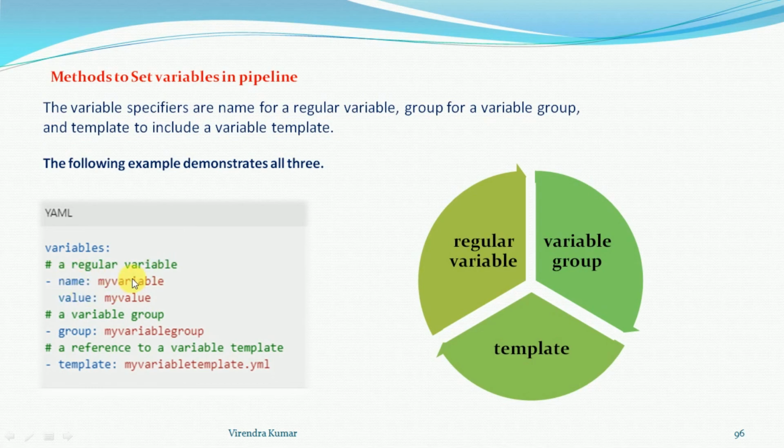So we have the first way, regular variable definition through the name and value pair. Then if the variables are defined into the group, then we can access them by the group. And if a reference variable is defined into the template, we can provide the template name or YAML file name simply. So like that we can set variables in a pipeline. Okay, and here you do not need to provide the double quotes. Directly you can provide the name and the value, and internally the system will take it as a string. Okay.